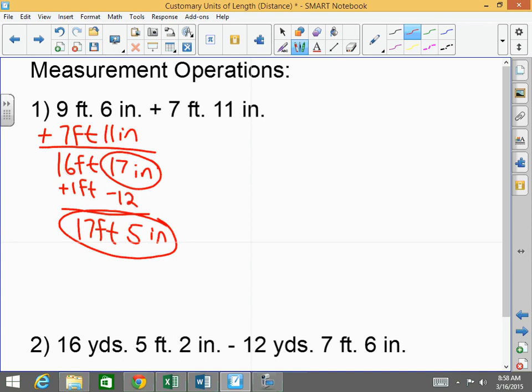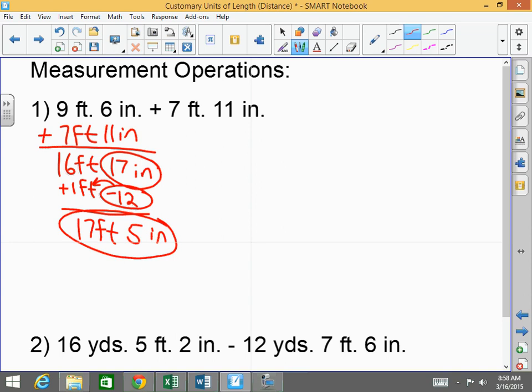So does that make sense, guys, except for my little error there that I made? Okay? I had 17 inches. That's larger than 12, so I could take 12 away. So I took 12 inches away, and I added 1 foot. Make sense? Is that how you had done it?